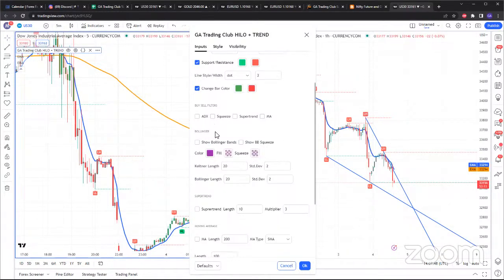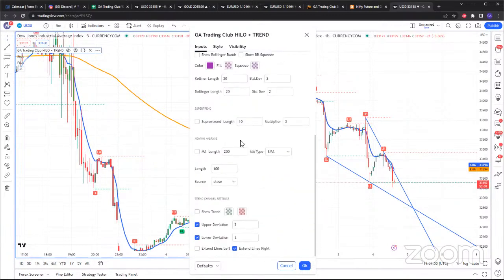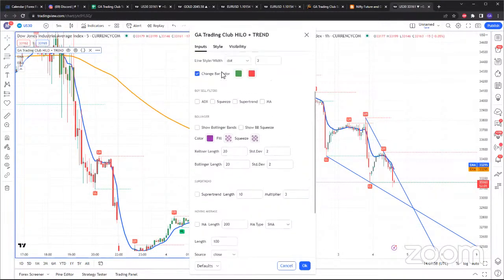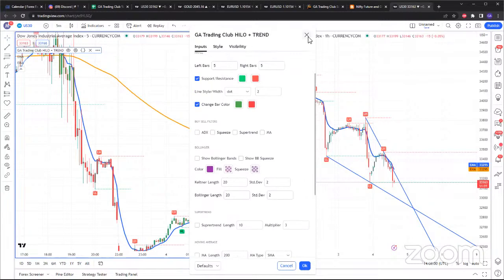I think the US 30 trade is back in profit. You can use super trend. You can use different moving averages, and of course I'll make videos about all these settings. So that's the main one I use.